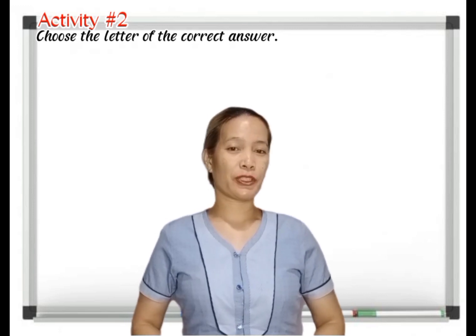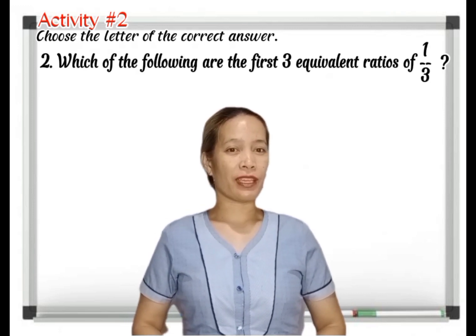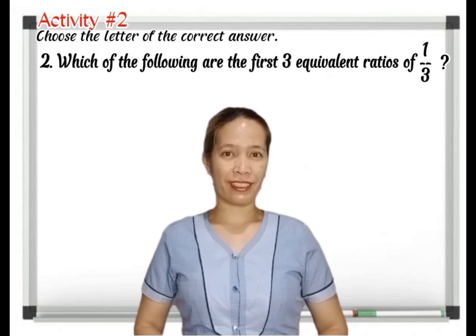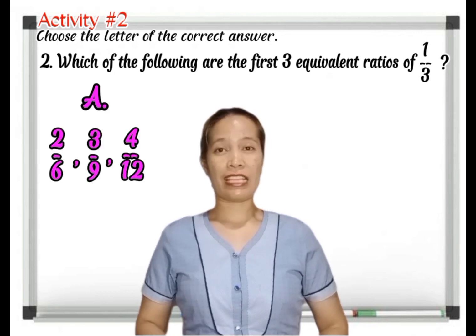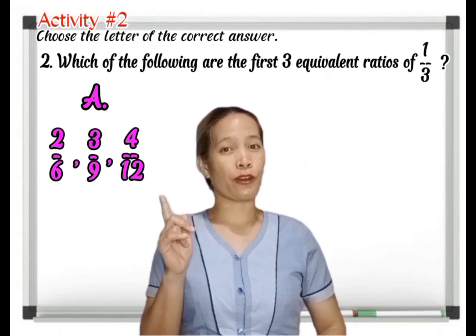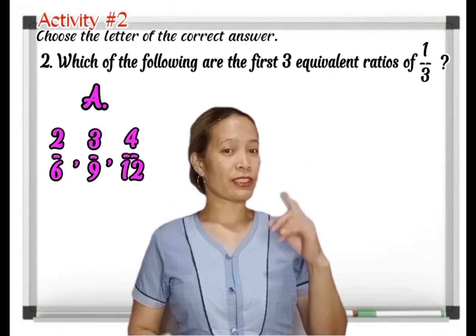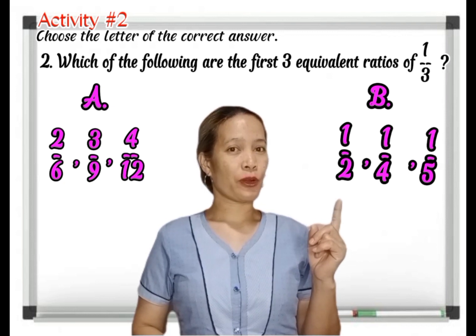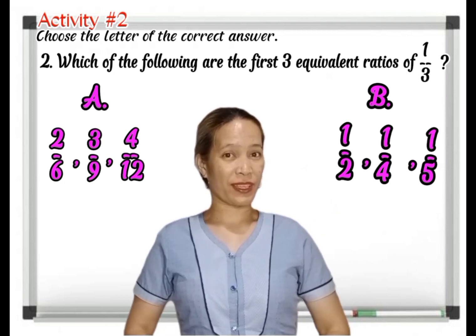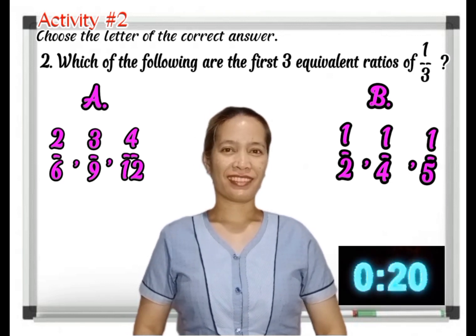Next, number 2. Which of the following are the first 3 equivalent ratios of 1/3? Is it A, 2/6, 3/9, and 4/12? Or letter B, 1/2, 1/4, and 1/5? I'll give you 20 seconds to answer. Go.